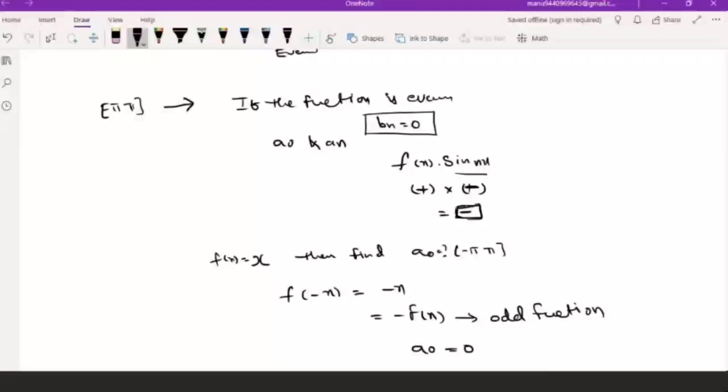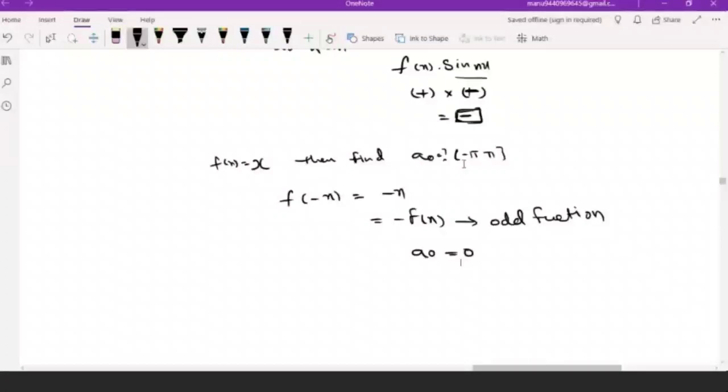If the function is even, then the bn value is 0. So if the function is an odd function, then the a naught and an values are 0. For example, if you are doing the integral from minus pi to pi of x cos nx dx, now without using the property, directly we are doing the problem here.